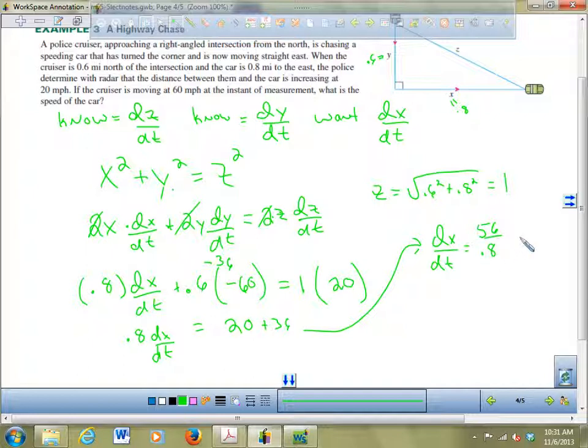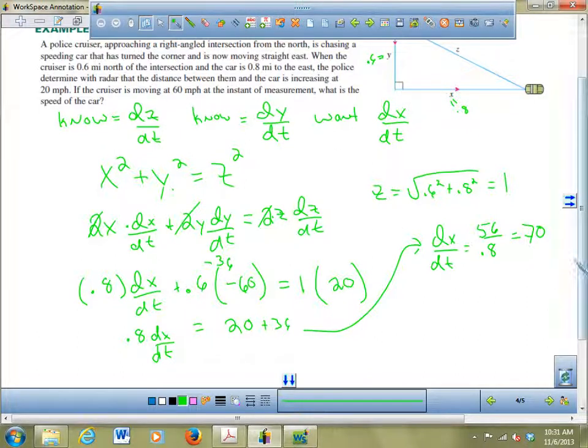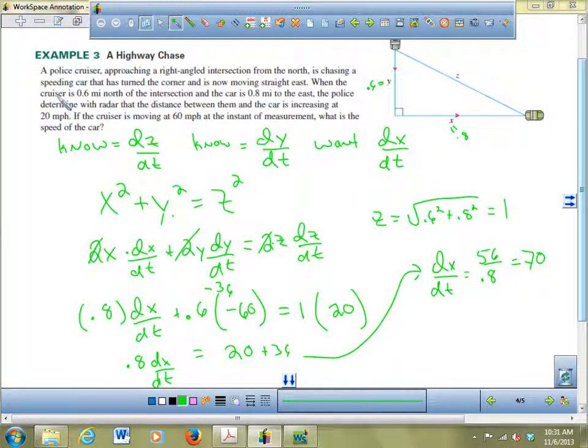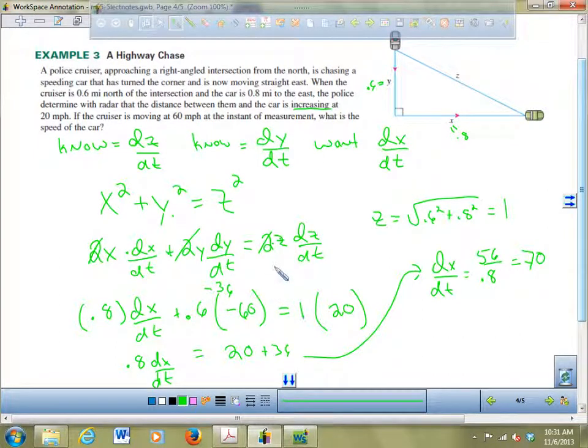Why is the 20 not negative? Because at the beginning of the problem, it says that when the cruiser is 0.6 north and the car is 0.8, the police determine that the distance between them is increasing at 20 miles an hour. So that distance is increasing. If it was decreasing, then it'd be negative. All right? So you have to say what does that mean? The criminal, the bad guy, is going 70 miles an hour. The car is going 70 miles an hour.